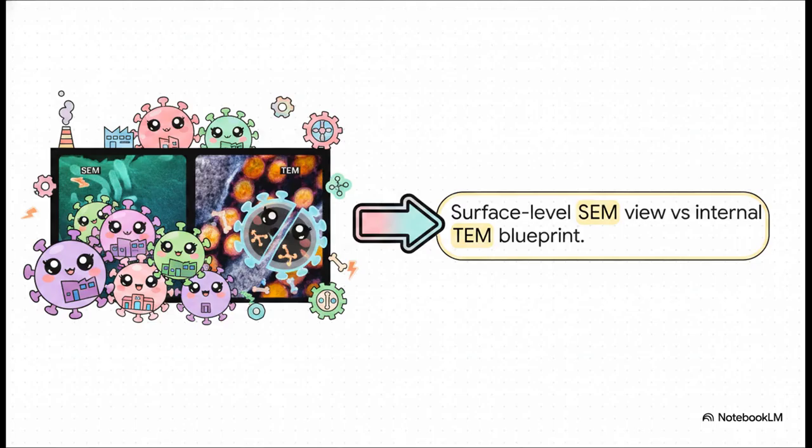On the left, the SEM gives us this incredible, super colorful, 3D surface-level view of the viral particles all clustered together. But then on the right, the TEM gives us the internal blueprint. You can clearly see the dark, dense cores of the viruses and their internal structures. It's basically the difference between looking at the outside of a brick-and-mortar factory building and then looking at the X-ray floor plan of what is actually going on inside.